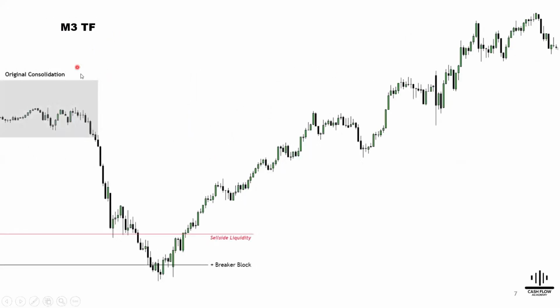So here's a 3-minute time frame. This is our original consolidation. You can see how price left and then took out the sell side liquidity, finding support in the breaker block before rallying. So I want you to look at this chart and tell me what you can see. How would you have taken trades?